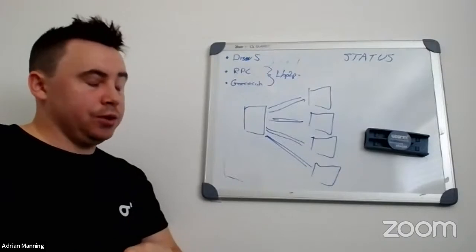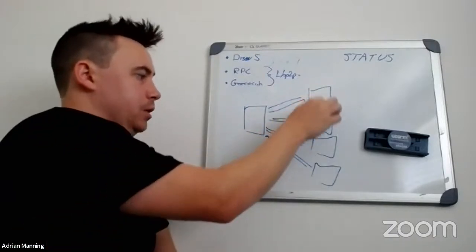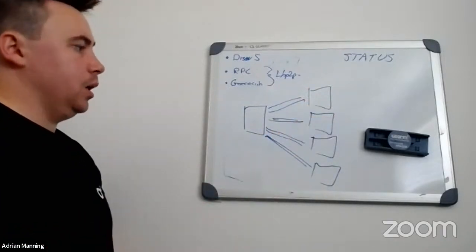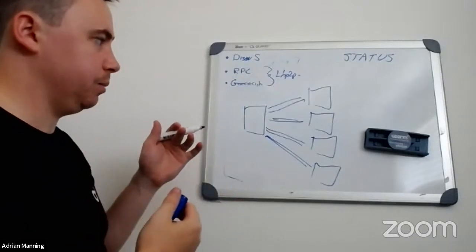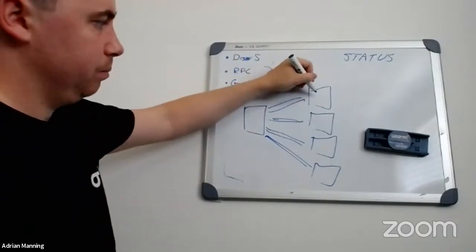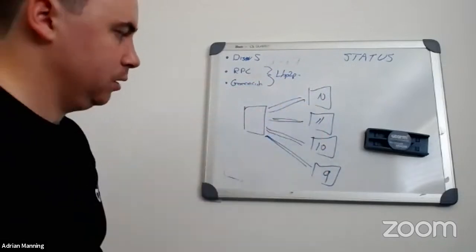The status also responds with the fork ID, so that we can tell if any of these peers that we've connected to are on a wrong fork, so then we instantly disconnect. Given the time, I won't go into all the syncing logic, but we could say this guy's up to block 10, this guy's 11, this guy's 10, and this guy's 9.